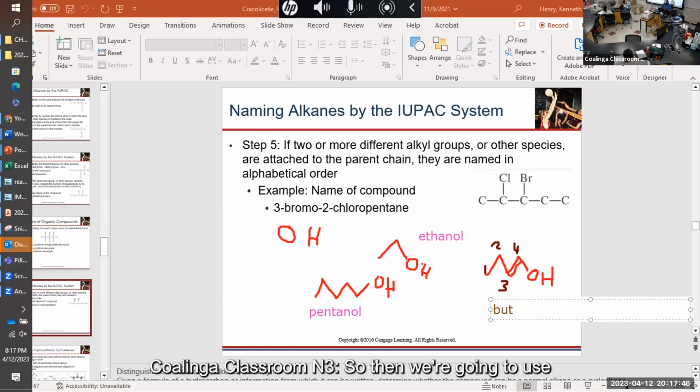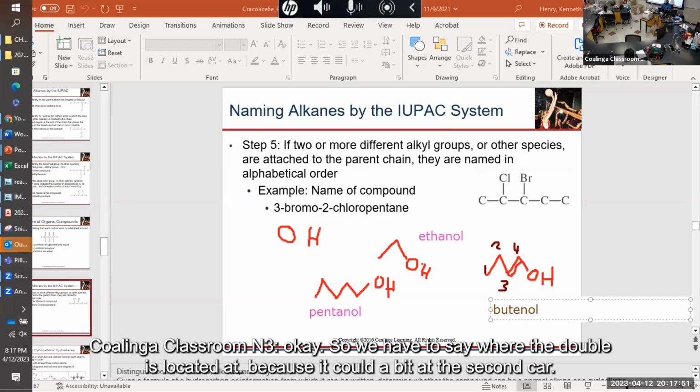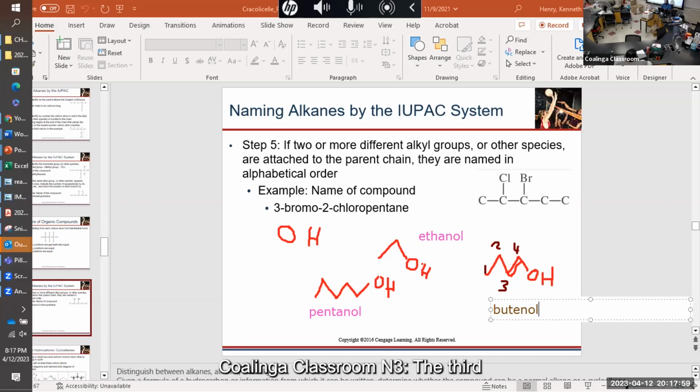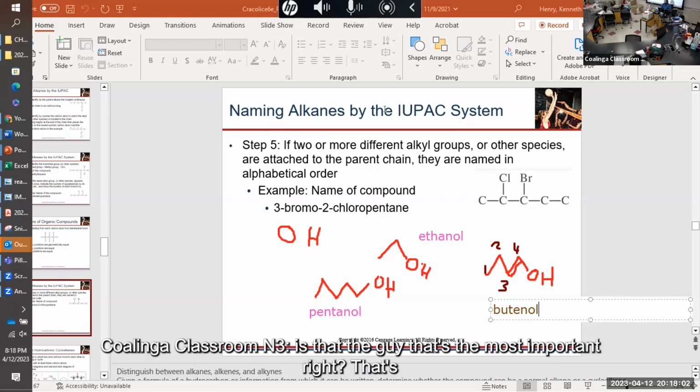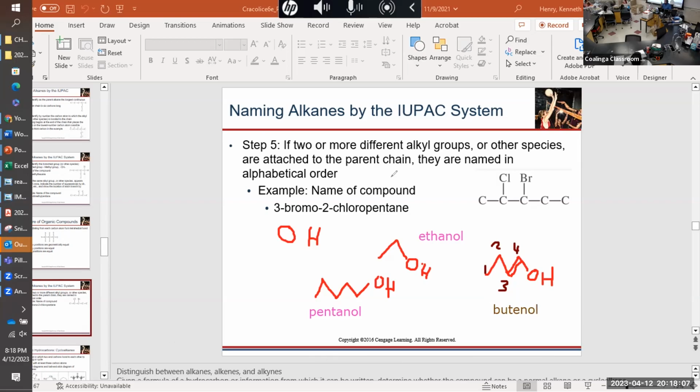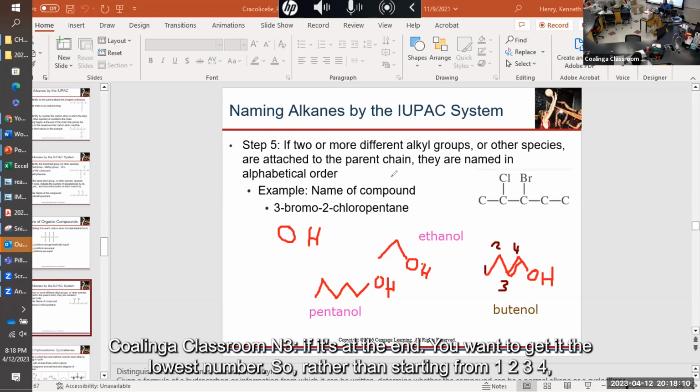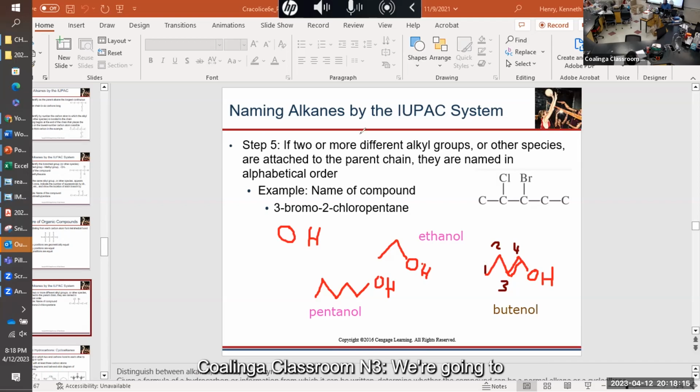So then we're going to use "en" and then "ol". Okay. So we have to say where the double bond is located, because it could have been at the second carbon or the third carbon. The most important thing is, if it's at the end, you want to give it the lowest number. So rather than starting from 1, 2, 3, 4, we're going to start the other way: 1, 2, 3, 4.